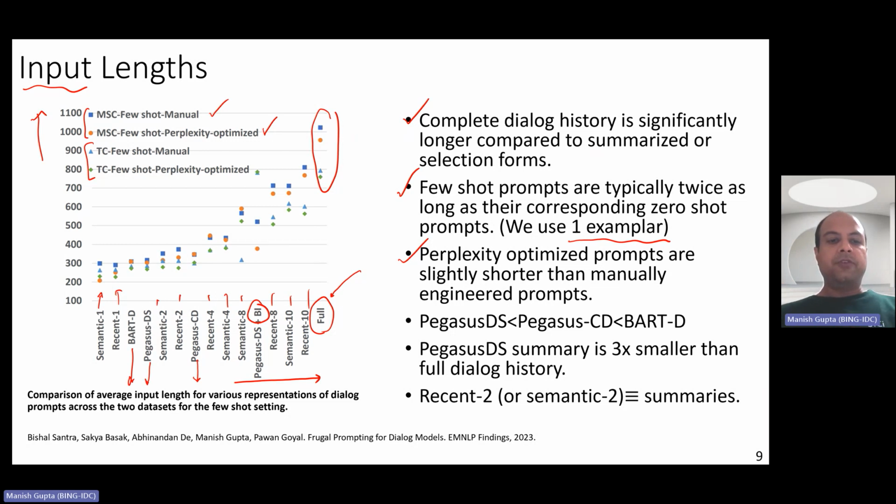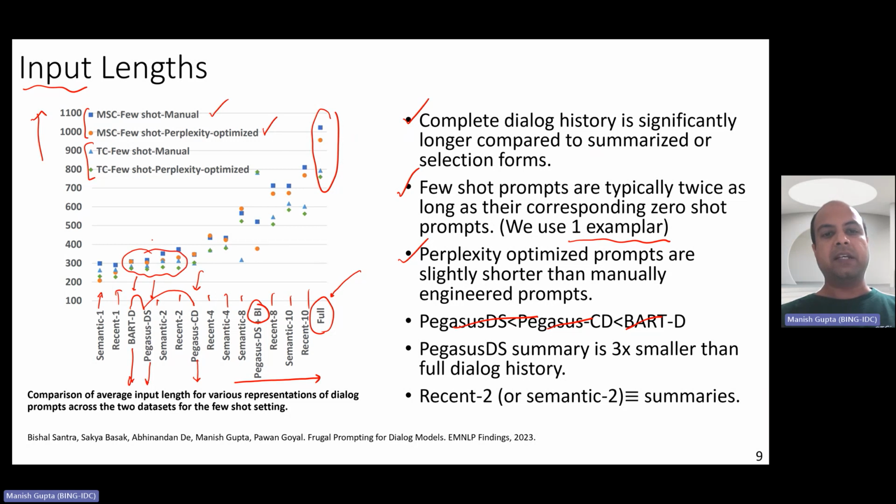Also, if you look at the summaries, BART-D versus Pegasus DS versus Pegasus CD, you observe that BART-D summaries are typically shorter than Pegasus DS summaries, which are slightly shorter compared to Pegasus CD summaries. In fact, these summaries are pretty much in a similar ballpark range.